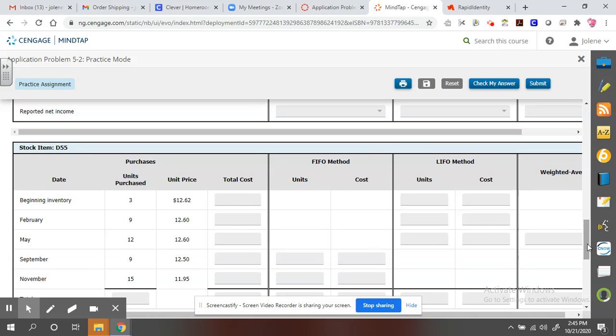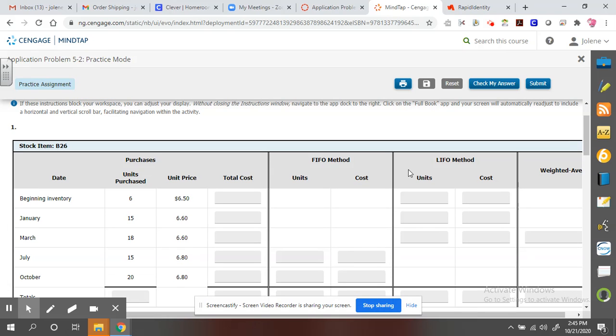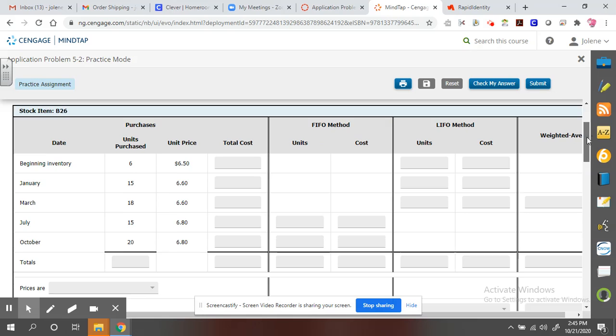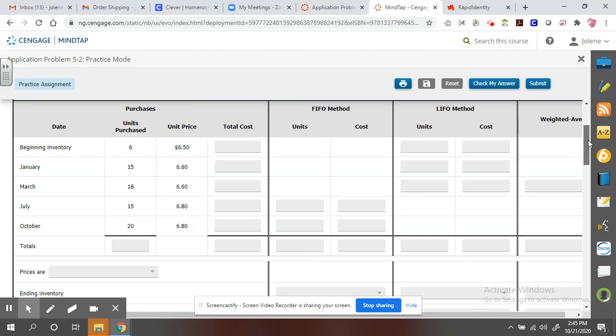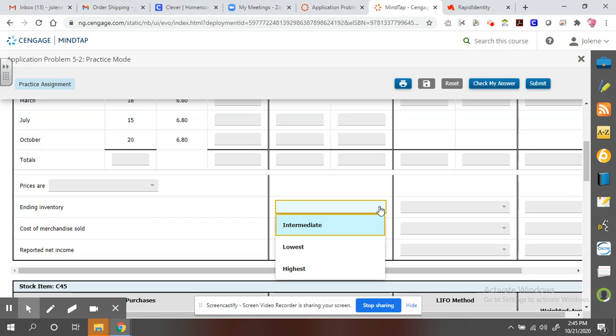And so we have to do the same thing for each one. We have to do the FIFO and the LIFO and the weighted average. It's the same procedure for each one of these. You just have to get your calculator out and do it. Then they want to know, are the prices going up or down? Of our ending inventory, which one of these 3 methods gives us the highest, lowest, and the intermediate?